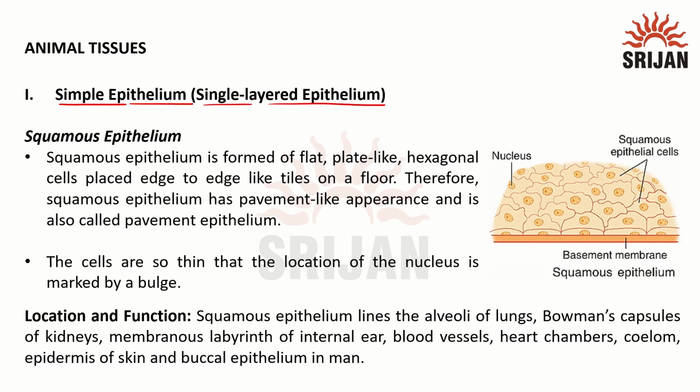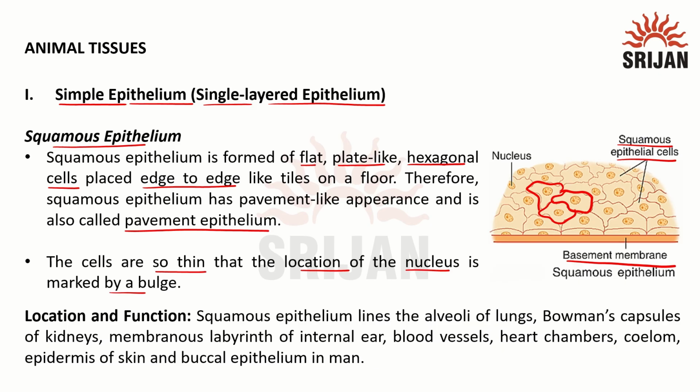Now, if we take the first, depending on the layers, first is the simple epithelium or the single layered epithelium. So, here the basement membrane is present and on top we have one single layer of squamous epithelial cells, and it is flat, and you can see it is compactly arranged and there are no intercellular space between these cells. So, squamous epithelium is formed of flat plate-like hexagonal cells placed edge to edge like tiles on the floor. So, hence they are also known as pavement epithelium, because it gives a pavement-like appearance.